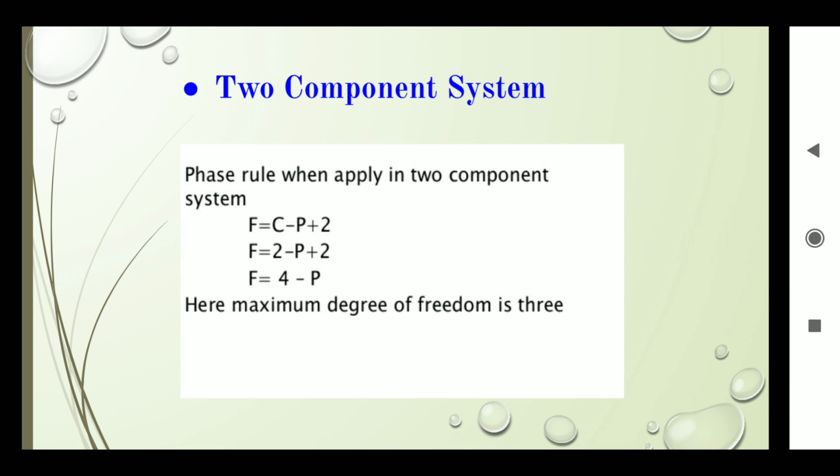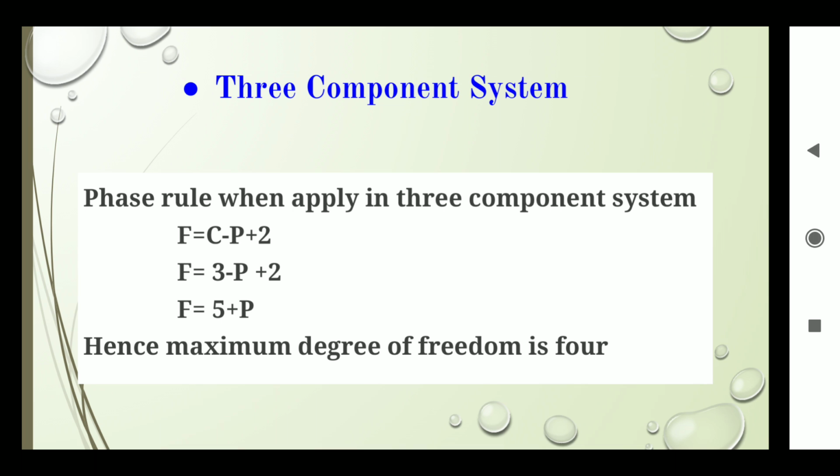Two component system: when the phase rule is applied for a two component system, C is equal to 2. So F is equal to C minus P plus 2. It becomes F is equal to 2 minus P plus 2. Finally we get F is equal to 4 minus P. So here the maximum degree of freedom is 3.